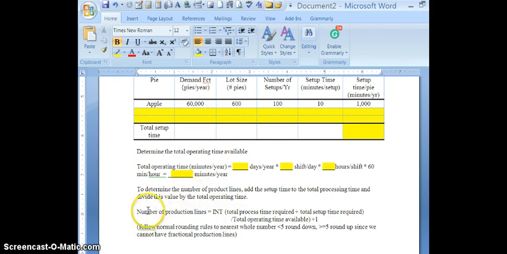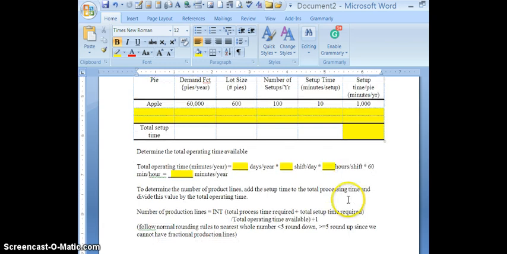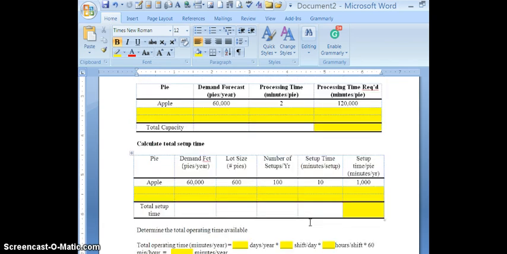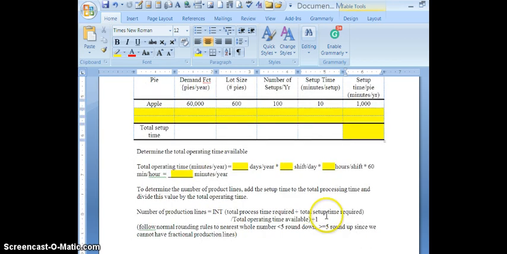Now we're going to figure out the number of production lines we need based on our demand forecast. We take the total process time required, which we figured out in step 1 from this particular chart, and then we add our total setup time required, which is what we did in step 2, and it will be from this particular number. We divide that by our total operating time available, which is what we calculated in the third step right here. Divide that and then add 1, and that will give us the number of production lines that we need.